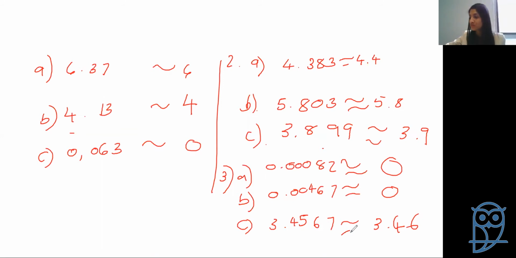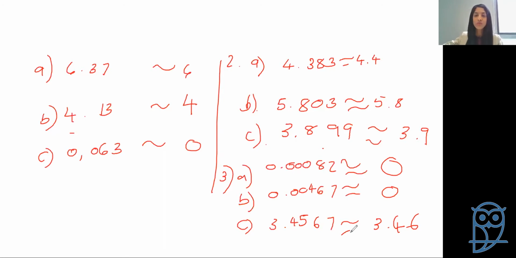Now, to round off a certain number, to decimal places or significant figures, look at the next digit. If that digit is 5 or more, we round up. If that digit is 4 or less, we round down. Okay, I'm going to repeat that. To round a certain number, to decimal places or significant figures, look at the next digit. If it is 5 or more, we round up. If it is 4 or less, we round down.